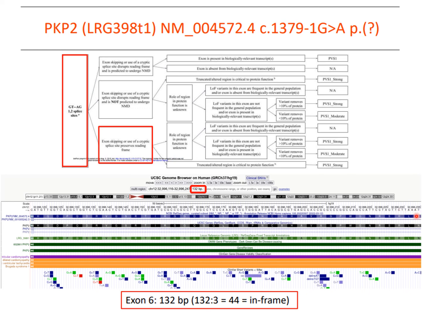You can count the bases, the nucleotides. Exon 6 is 132 base pairs long, and you can divide it by 3, and it's an even number. So it's in frame. If exon 6 were skipped, it would be in frame. But you can also look here at the nucleotides. It ends here with AT, but it starts only with a C. As you might remember from the last exon and the next exon, this is in frame. So the exon skipping or use of a cryptic splice site preserves the reading frame in this case.